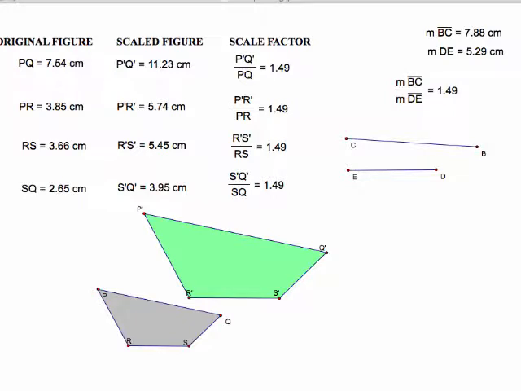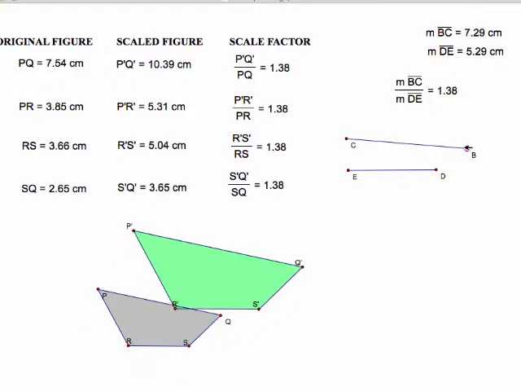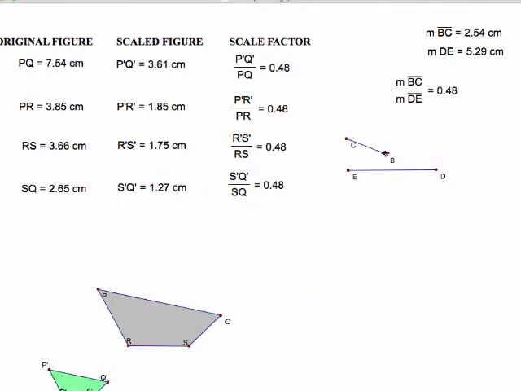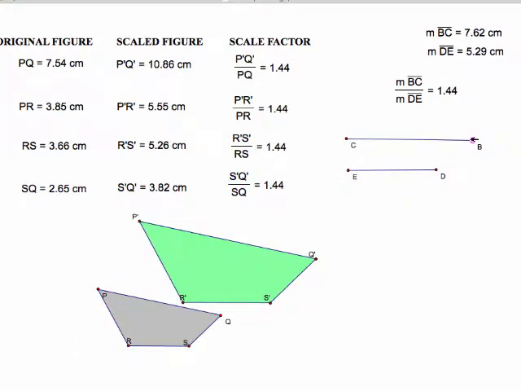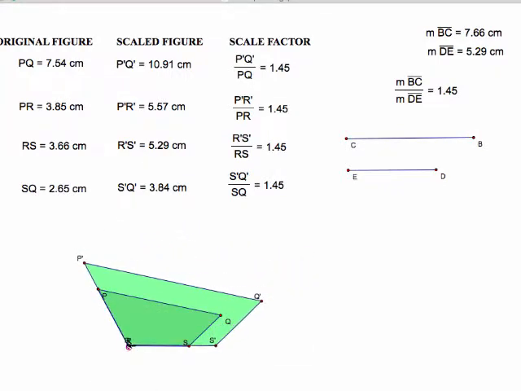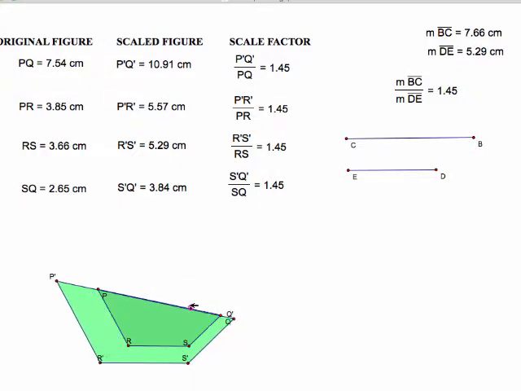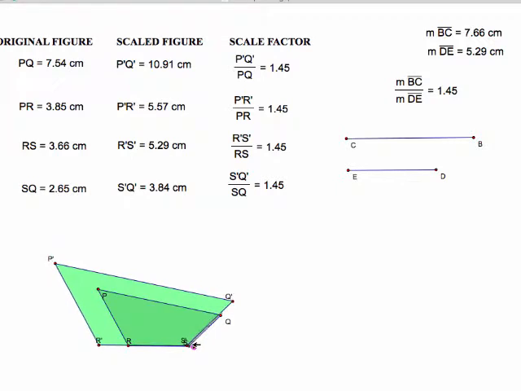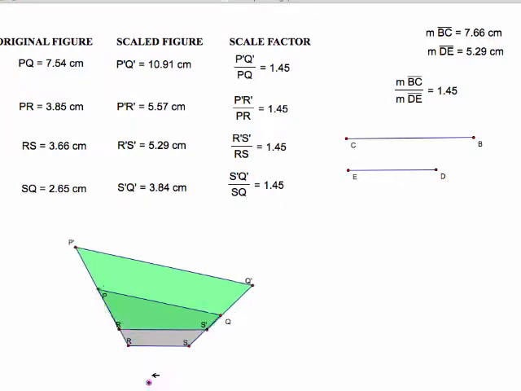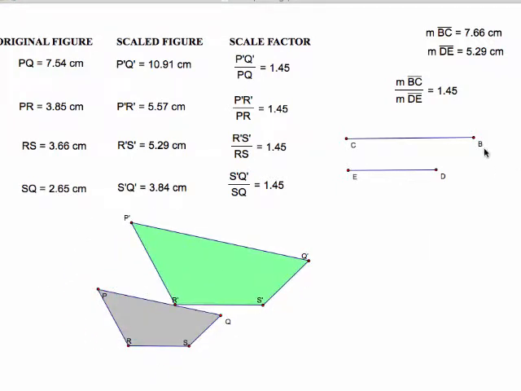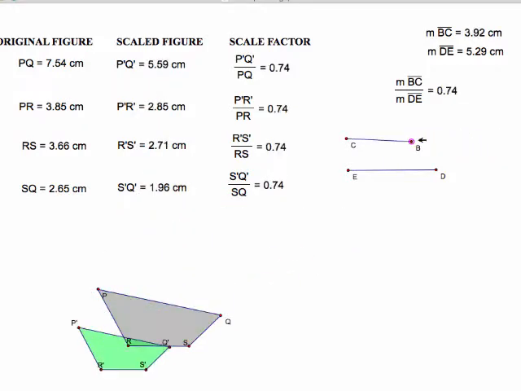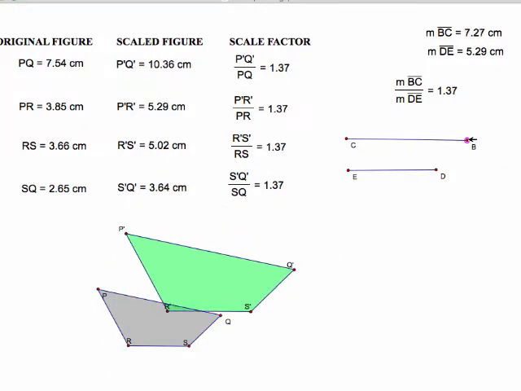Here's a quick visualization just to remind you of what that means. I have here two figures. One is a larger version of the other. What makes them similar is that no matter how I change them, the corresponding angles line up. There's the angle R's being the same, the angle P's being the same, the angle Q's being the same, and the angle S's being the same. So all of the corresponding angles remain the same no matter the enlargement or the reduction that I'm dealing with.